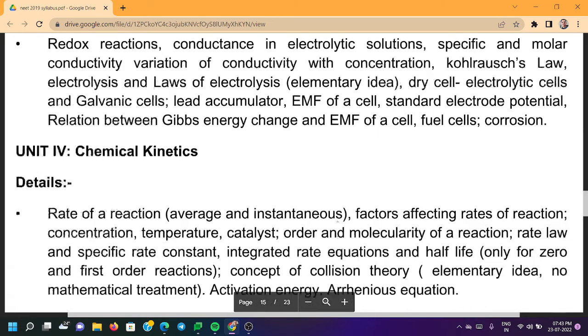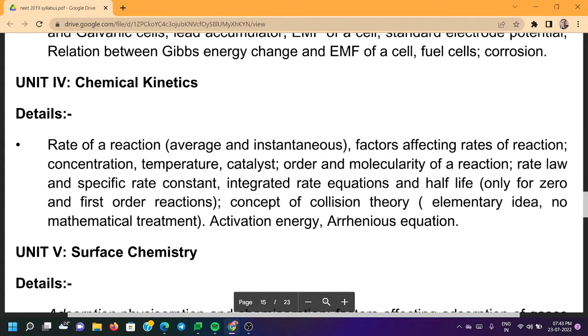cells, corrosion. Class 12 Chemistry Unit 4 Chemical Kinetics. Rate of a reaction, average and instantaneous, factors affecting rates of reaction, concentration, temperature, catalyst, order and molecularity of a reaction. Rate law and specific rate constant, integrated rate equations and half-life only for zero and first order reactions.